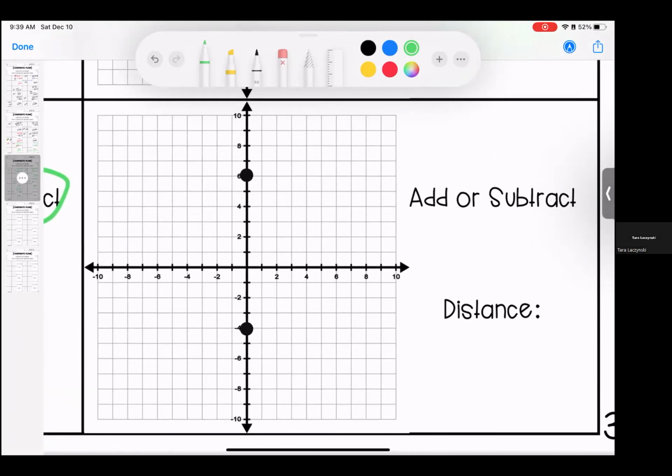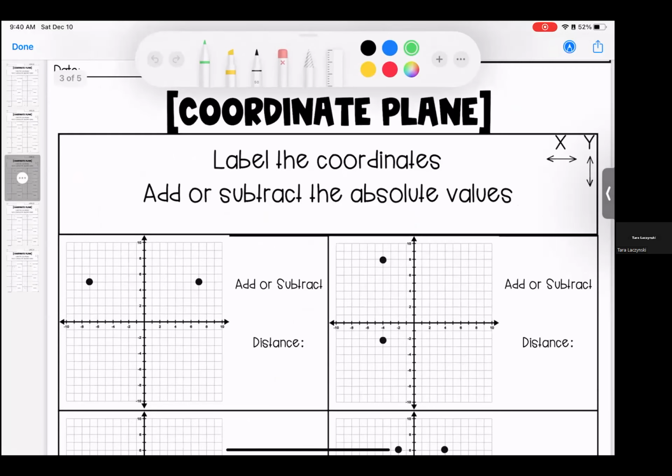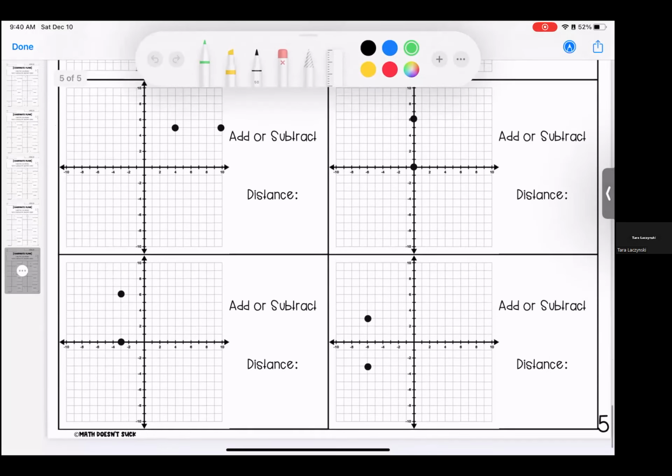These are all neutral. But one is a positive neutral and one is a negative neutral, so we're going to need to add them. Okay, this one, it matters. So we have an x of 0, an x of 0, a y of 6, and a y of negative 4. So we're looking at this difference, and we are going to add the absolute value. Ooh, I just lost it. Where was I? We're going back. We're not going to rewrite all these.